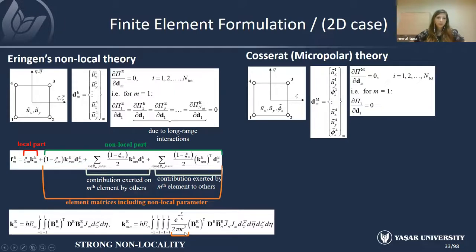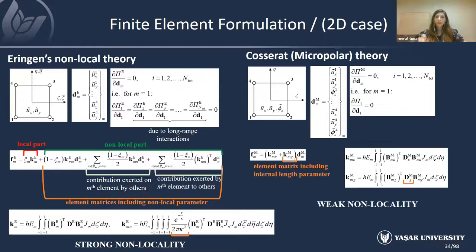And here we have the non-local parameter, which is directly linked to the bulk properties and which defines the stiffness matrix of the structure. On the other hand, in the micropolar model, the length scale parameters are incorporated only through newly introduced additional descriptors. That is why this theory has a limited non-local character.